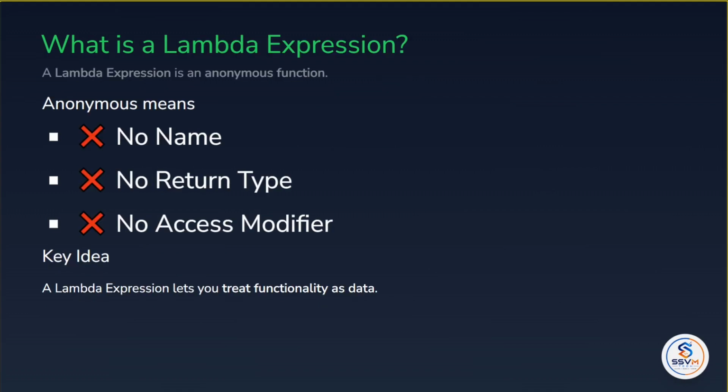Okay, what is a Lambda expression? A Lambda expression is an anonymous function. What does it mean? Anonymous means nameless, but in Java, what does it mean? Anonymous function means a function which doesn't have a name, doesn't have any return type, and doesn't have any access modifier. Then we can call it an anonymous function. The key idea of Lambda expression is that it will treat functionality as data.